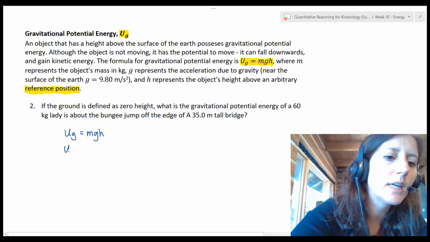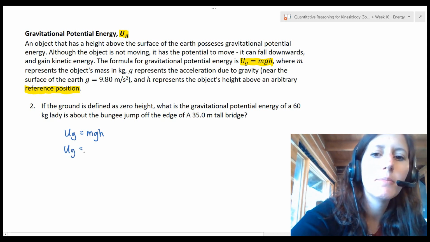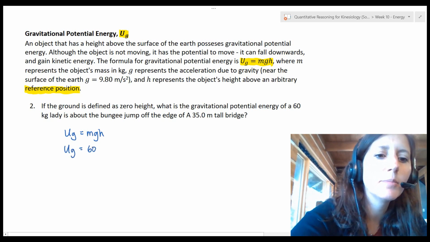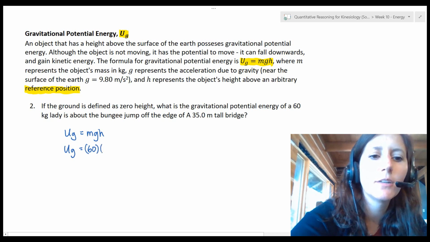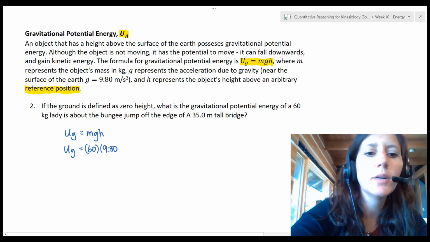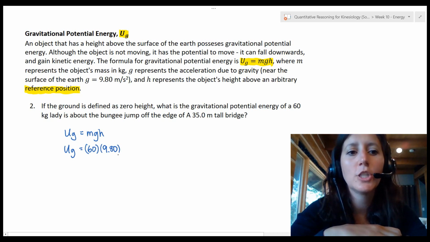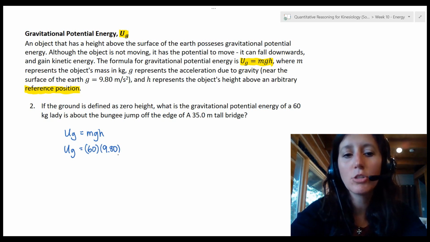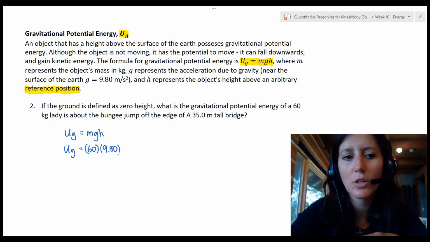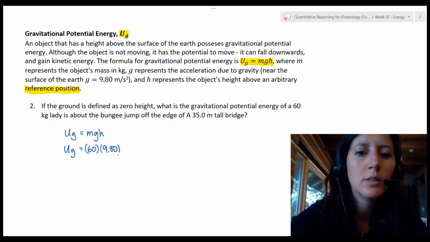and I'm just going to substitute in the values that I know. The mass of the lady is 60 kilograms. It's already in SI units, so I don't need to convert. G is 9.80 meters per second squared. And the height is 35 meters. She's on top of the 35-meter tall bridge, and the ground is defined as 0, so she has a height of 35 meters relative to the ground.